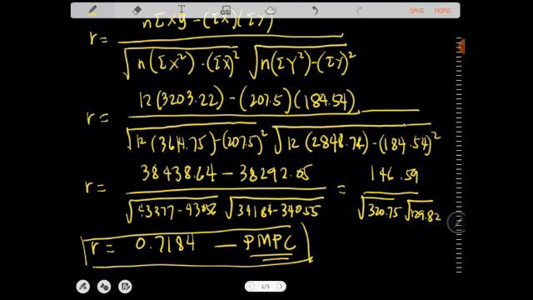This implies that an increase in monthly income will result in an increase in monthly expenses. Kasi nga, we have high positive correlation for that.